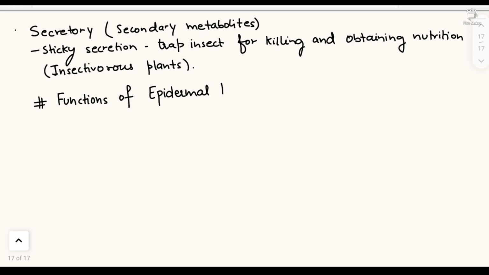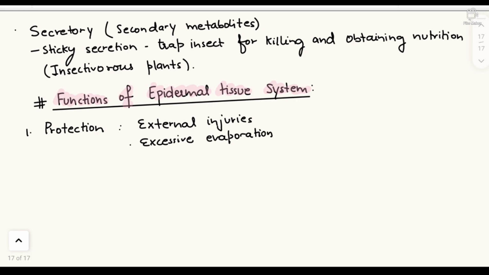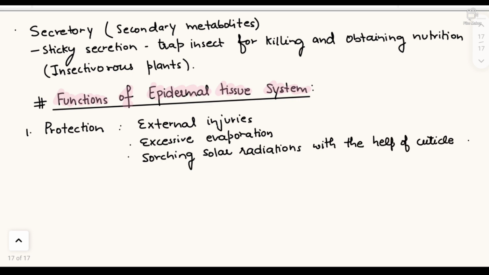Now we have these three main portions in the epidermal tissue system, that is epidermis, epidermal structure, and epidermal appendages. Let's see the functions of the epidermal tissue system now. So the major function is, first of all, protection. This epidermal tissue system, the covering of the plant, provides protection from external injuries, from excessive evaporation, and from the solar radiations, like the scorching solar radiations, with the help of cuticle and trichomes present on its surface. We know that the epidermis is covered by cuticle and trichomes sometimes.